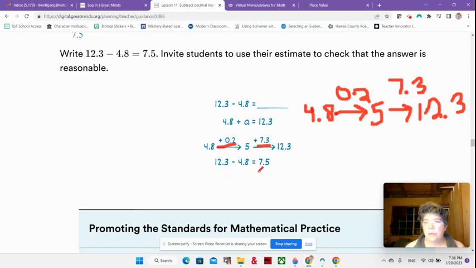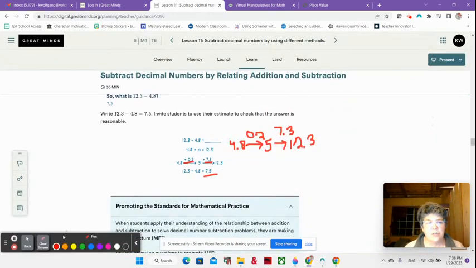And so then we know 2/10 plus 7 and 3/10 is 7 and 5/10. So 12 and 3/10 minus 4 and 8/10 is 7 and 5/10. See how we switched it to do addition? Basically, we're doing subtraction, but we just turned it around so that we could do addition. Okay.